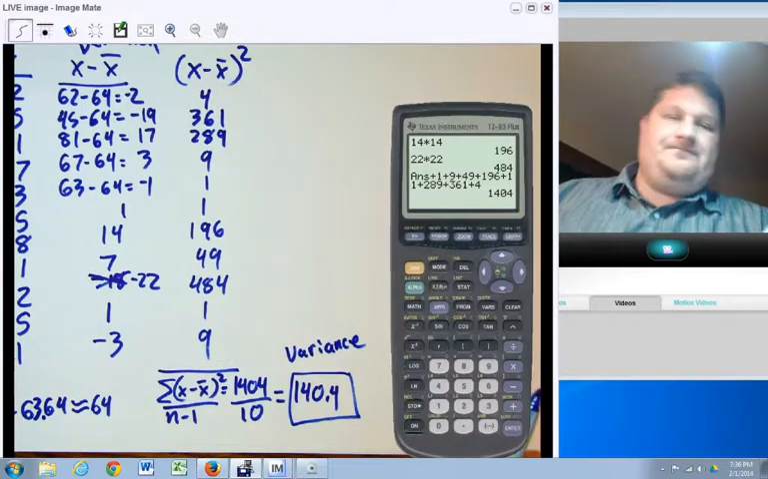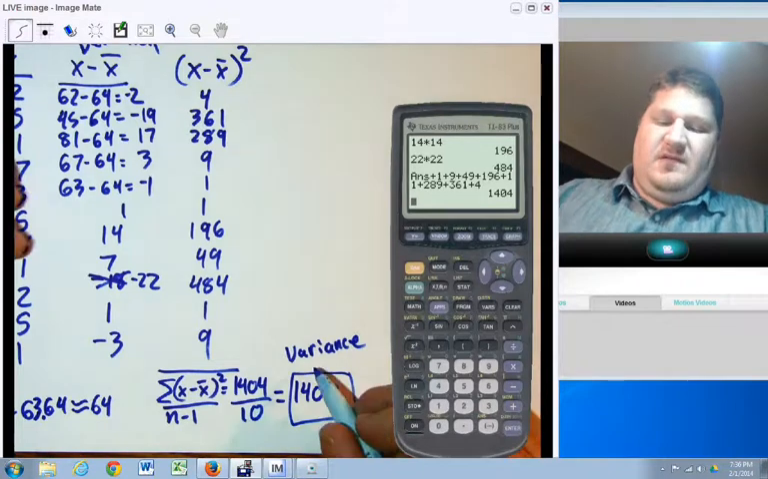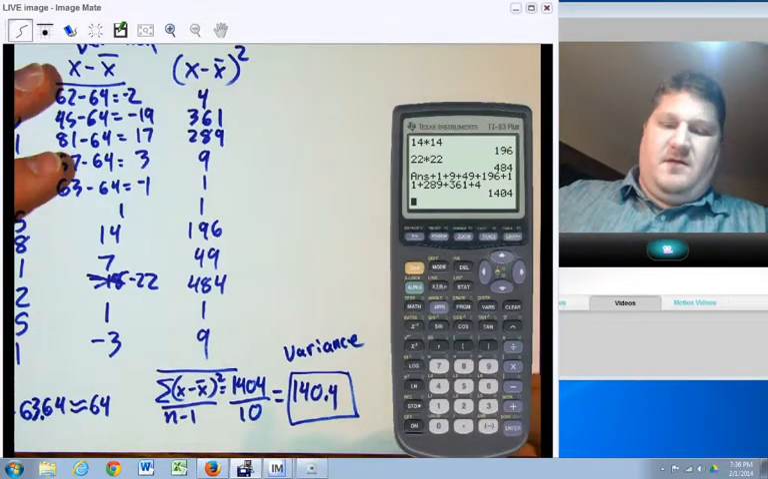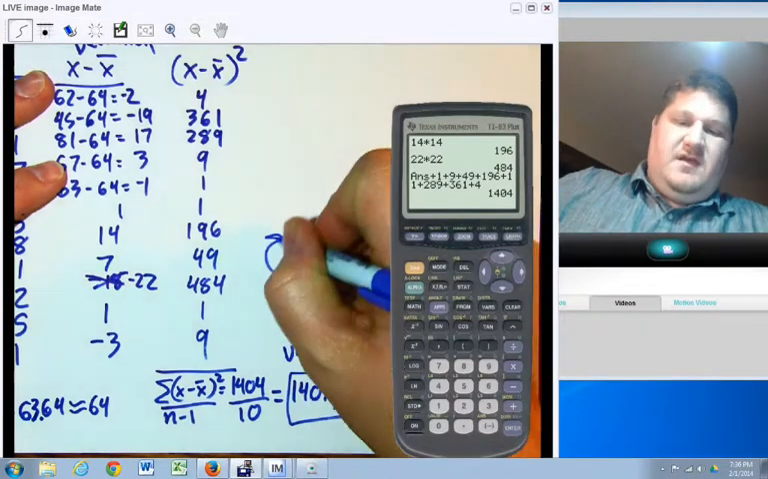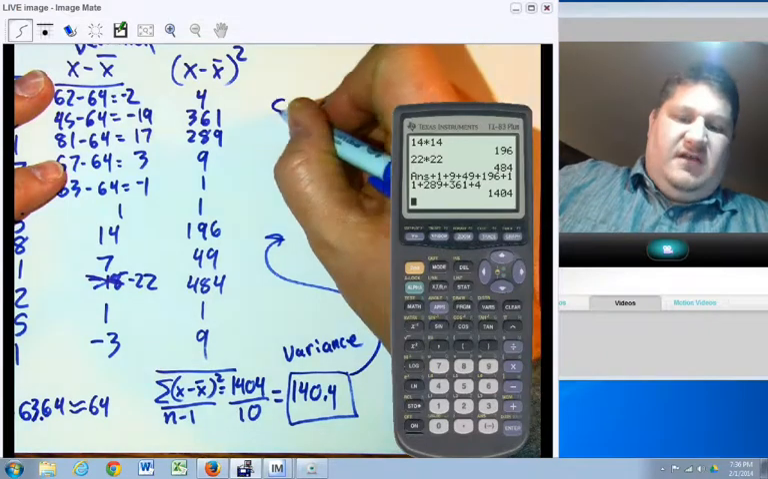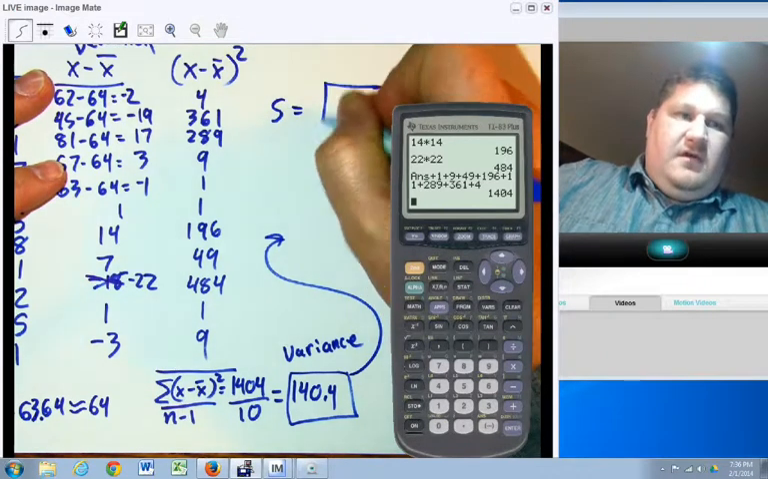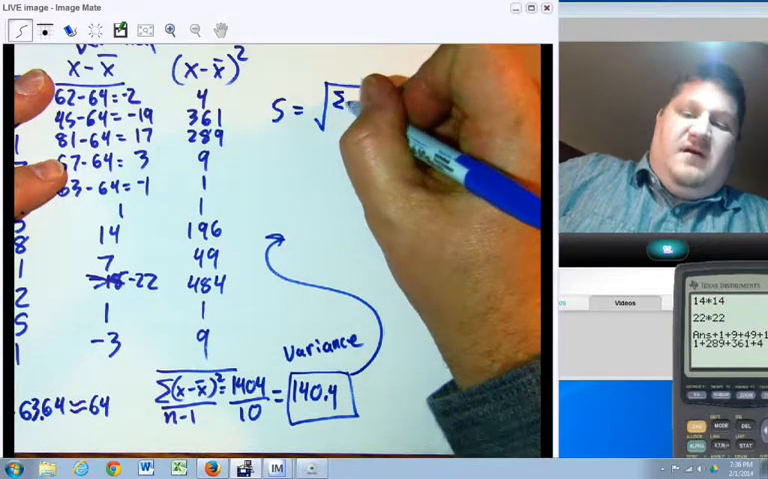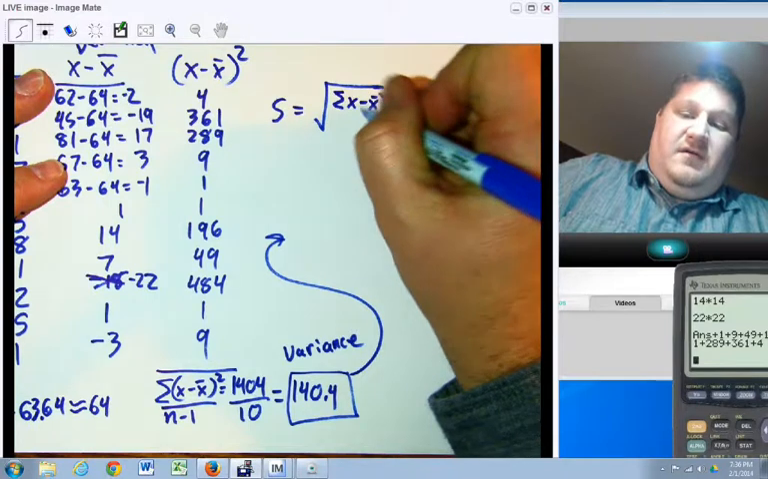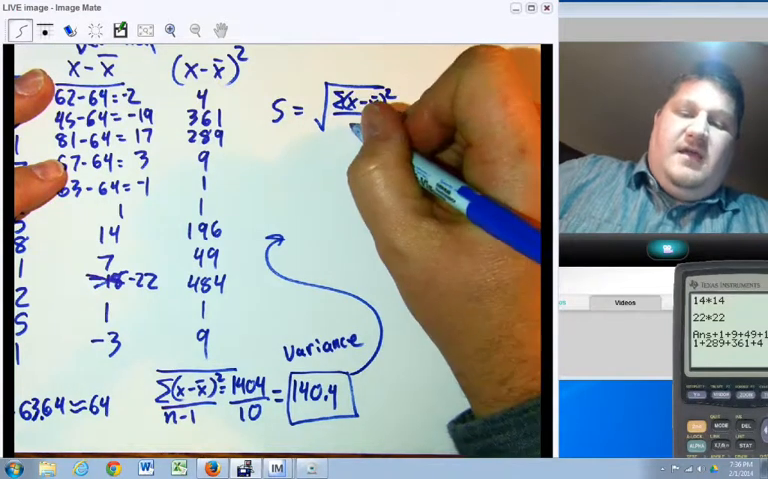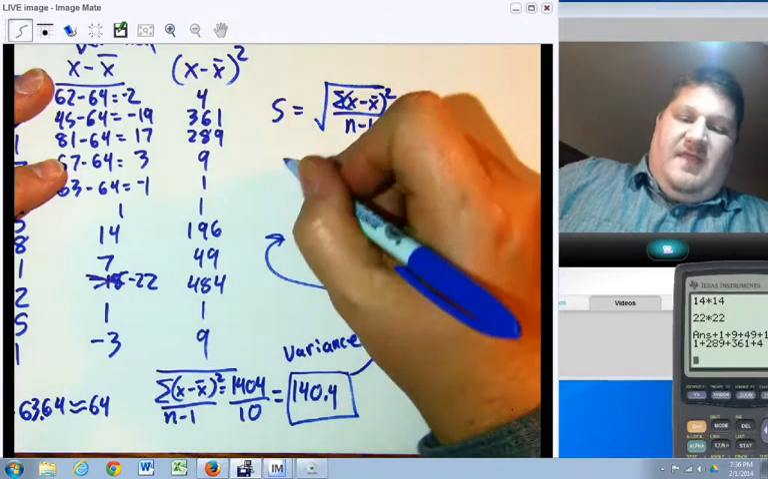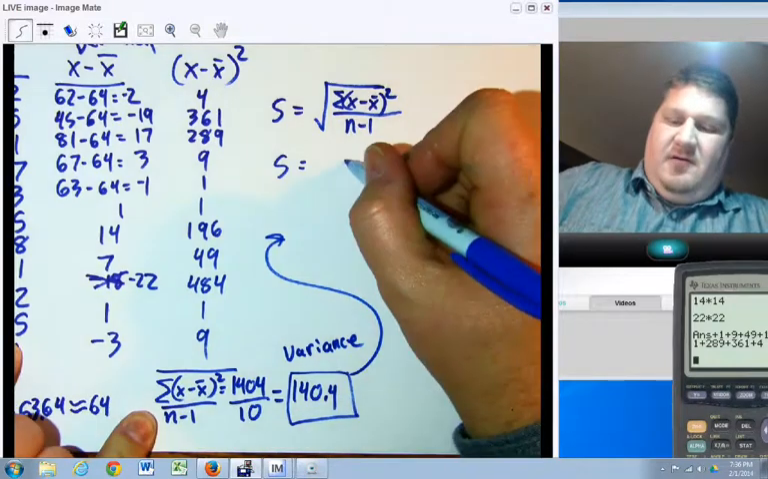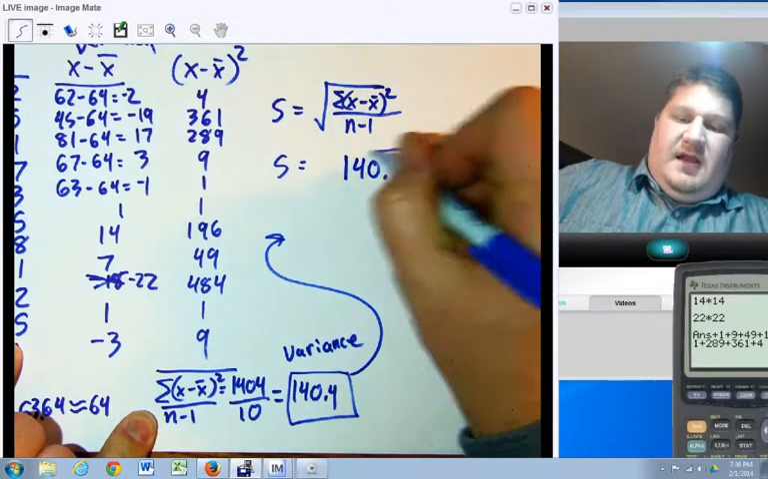The easiest way to explain it is it's the number that leads to the final and important number, which is standard deviation. So the formula for standard deviation, S, equals the square root of the sum of x minus x bar, the quantity squared, all over n minus 1. That means I have S equals, I have this number here, which is my variance, and I need to square root it.